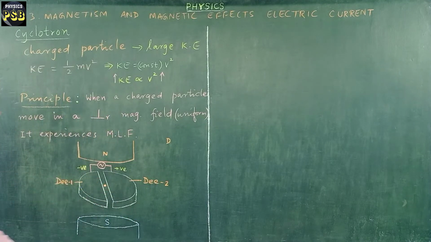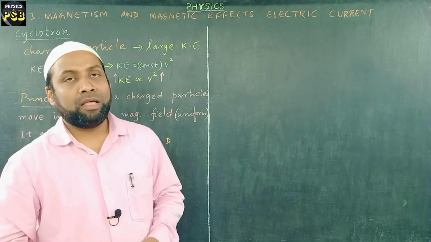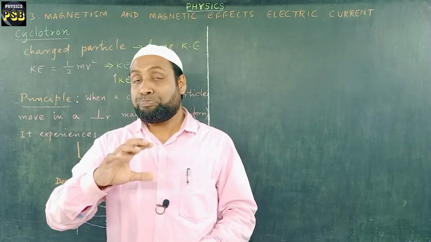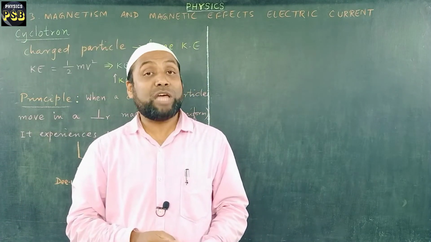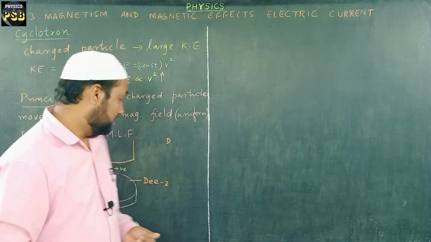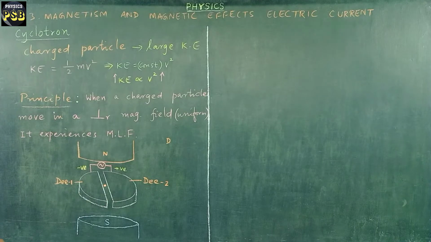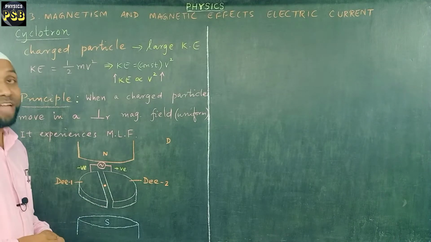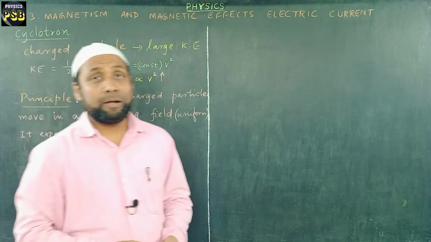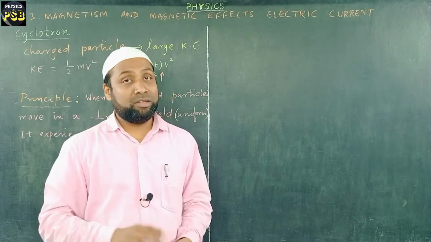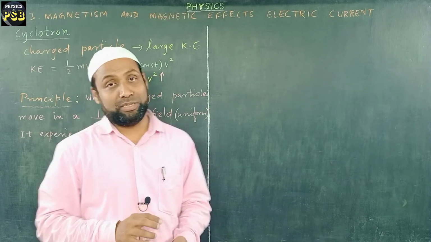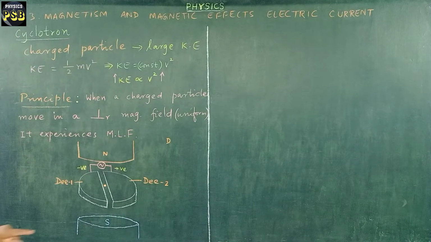These two D's are enclosed in an evacuated chamber. So remember this. Evacuated means which is free from air, which has vacuum inside. Alright, this is the construction of the cyclotron.